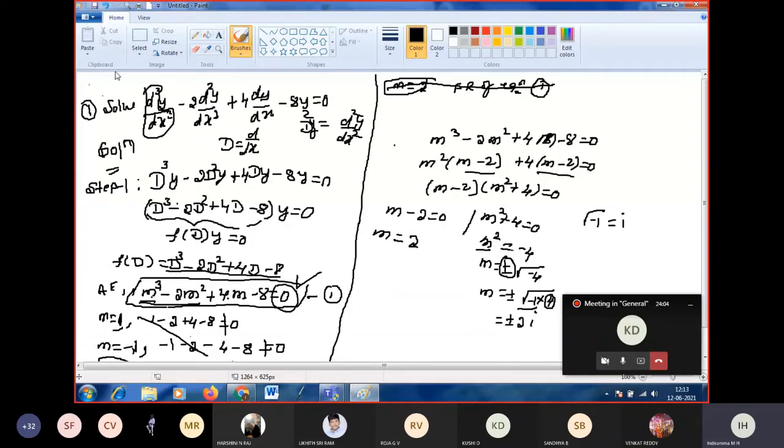Since it is a third order, that is a third degree equation, how many roots will you get? 3 roots. The roots are one root m equal to 2 and plus or minus 2i. Here the real part is not there, so I am putting the real part as 0. So I got 3 roots. The first root is real and the other two are complex roots. Correct? Is it right?